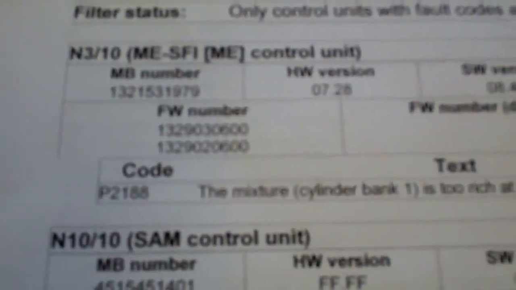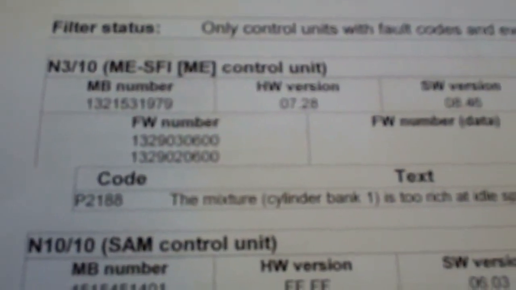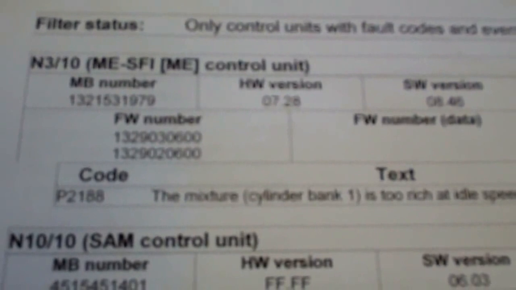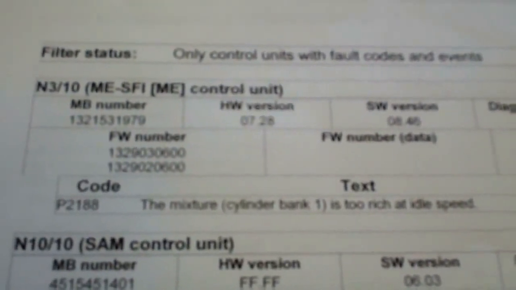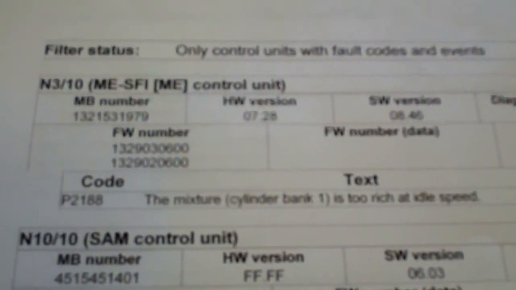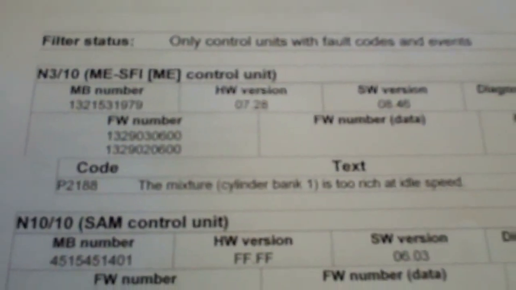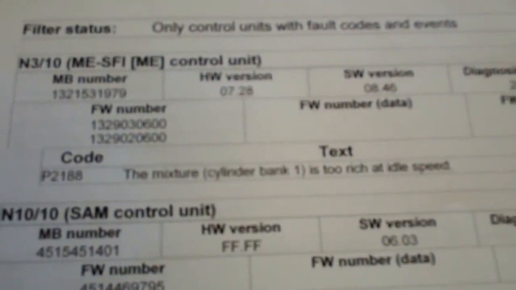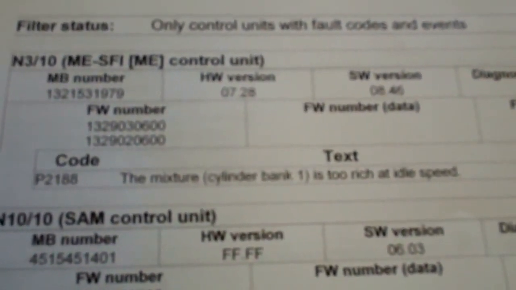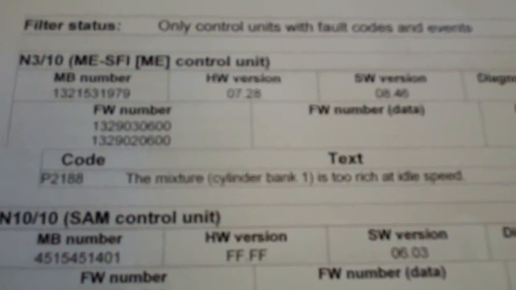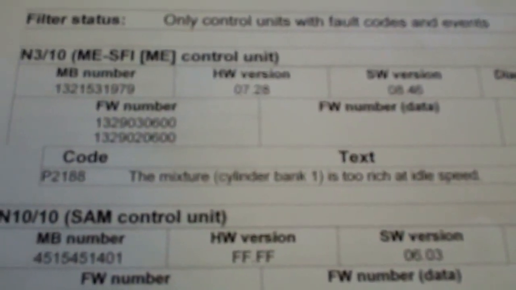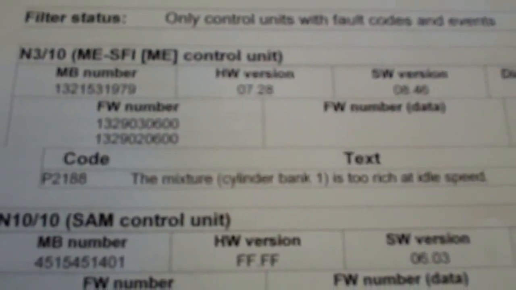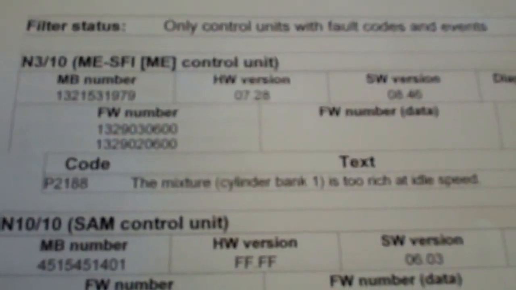So the P2188 code is basically saying that the mixture in cylinder bank 1 is too rich at idle speed, which means that the number one suspect cause is most likely an air leak in either the air intake or air exhaust system of the car. There are other things that could possibly be wrong, which we'll touch on in this video, but for now, if you have this code, there's a fuel mixture problem.